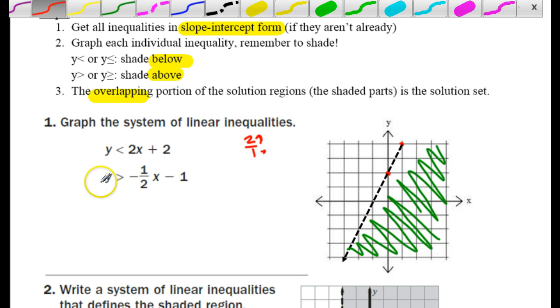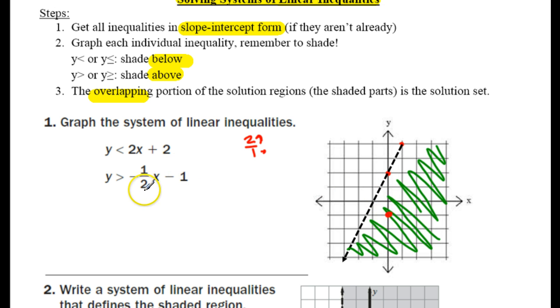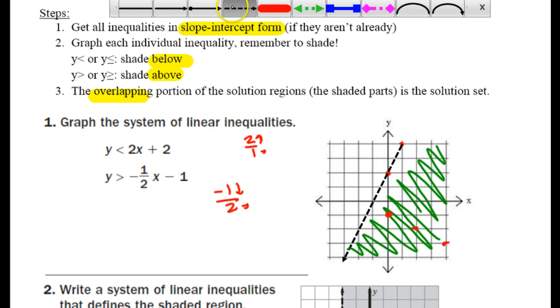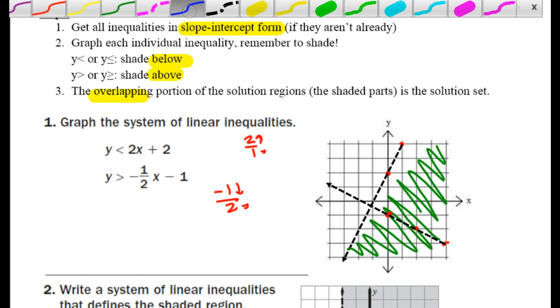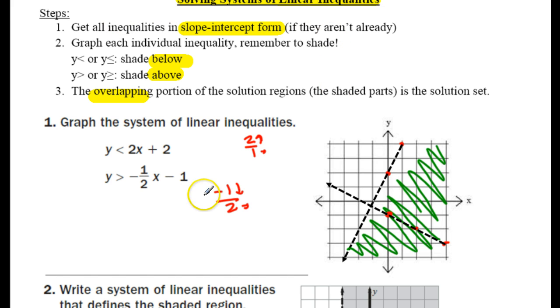Now the second inequality is y is greater than negative 1/2 x minus 1. So we start on the y-intercept, which is at negative 1. Our slope is negative 1/2, which means we'll go 1 down, 2 to the right. This is also going to be a dashed line because it's greater than, not greater than or equal to. So that is how that line will go. Now for the shading, let me choose a different color. Now it's y is greater than, so we need to shade above this line.